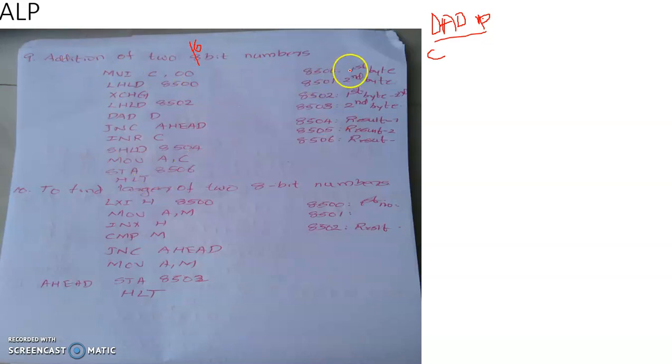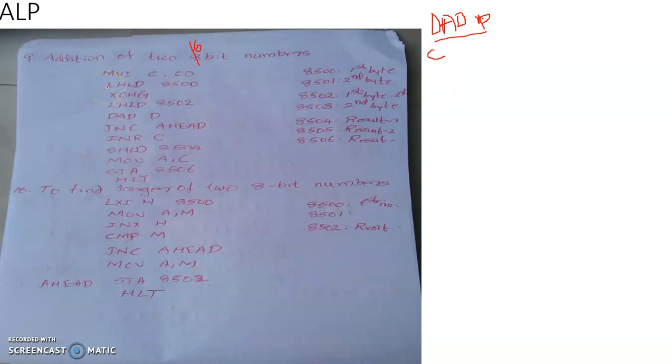For that, you take 00 to register C. First of all, this is meant for creating the third byte of the result. If a carry is generated upon addition, the content of this register must be incremented by 1. If no carry is generated, the content of register C must be untouched. Now we have to take the first number from 8500 and 8501 to the HL pair. There is an instruction for that, which is LHLD 8500.